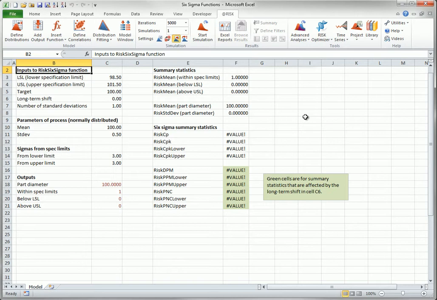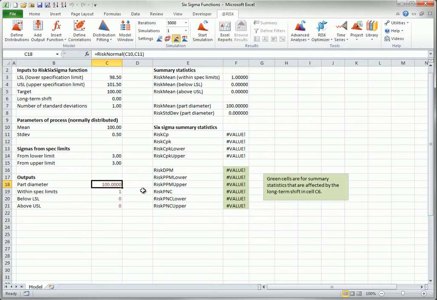This video will explain how to use these functions and what they mean. The example shown here is used to illustrate Six Sigma functions. This is for a process that makes parts. The parameters in cells C10 and C11 indicate how the process is producing normally distributed parts. Mean 100, standard deviation 0.5. A typical part diameter is generated in cell C18 with a RiskNormal function.